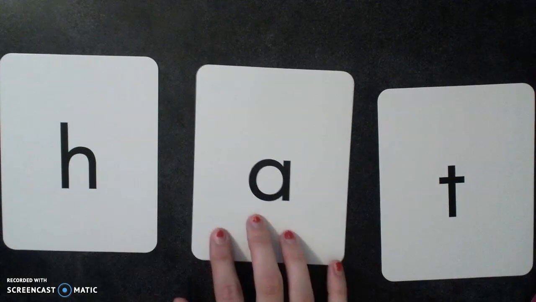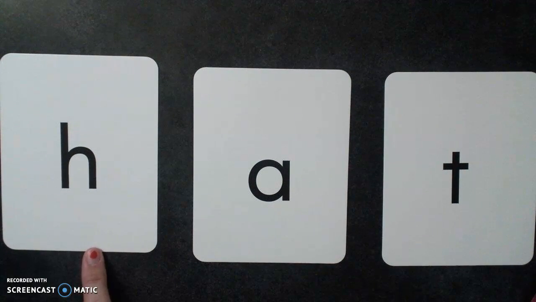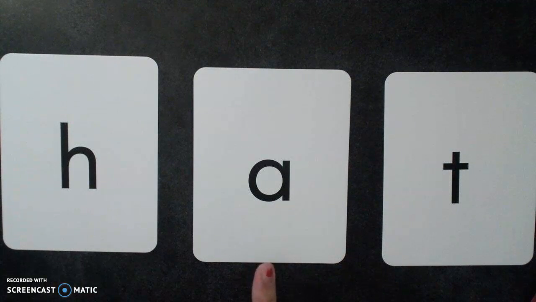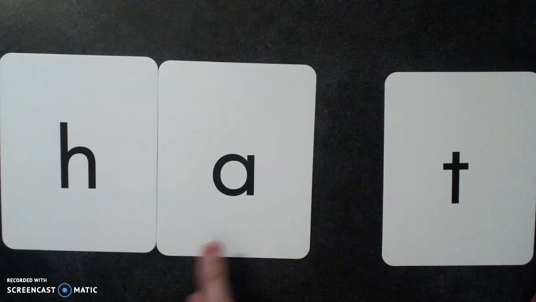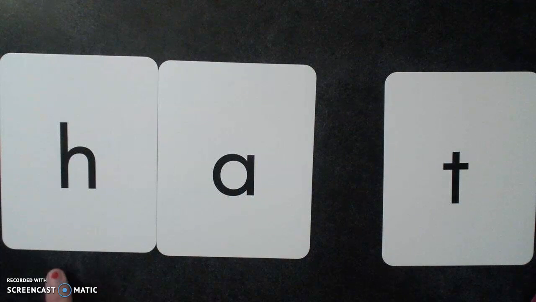Okay. So we have an H, and that H makes the h sound. And our A, it's in the middle of a word and followed by a consonant, so it makes the short A sound. And our T again makes the T sound. All right, let's see what word we've got here. Hat.